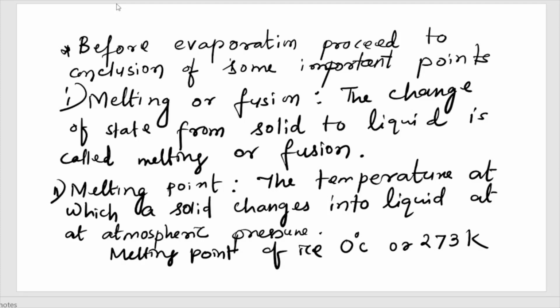The process is called melting. Then what is the melting point? You should note the temperature. The temperature at which a solid changes into liquid at atmospheric pressure is called the melting point. Everything has a melting point. Let us see the melting point of ice: 0 degrees Celsius.